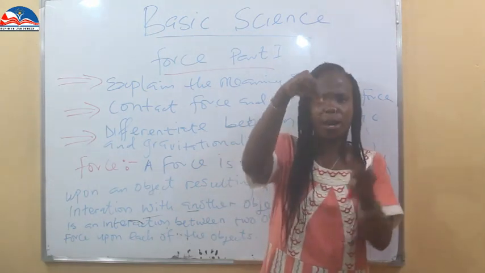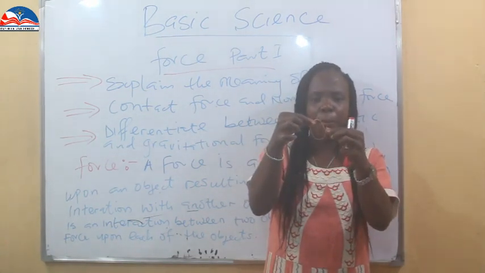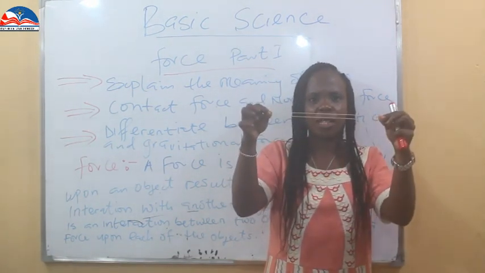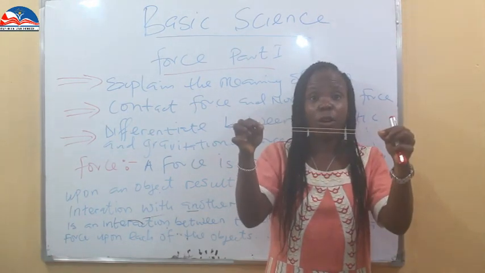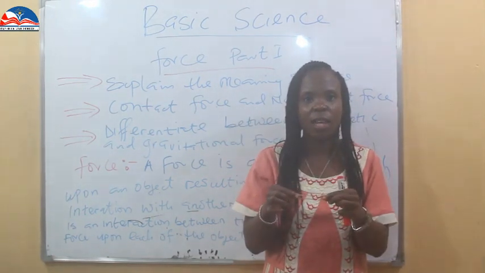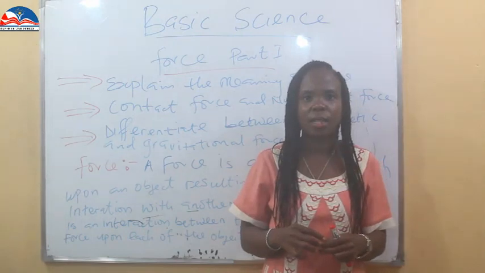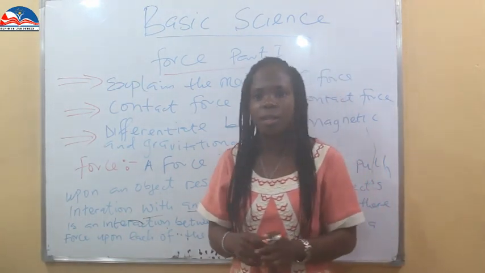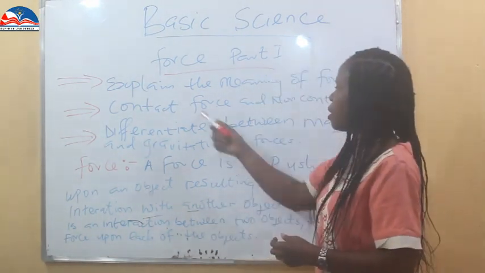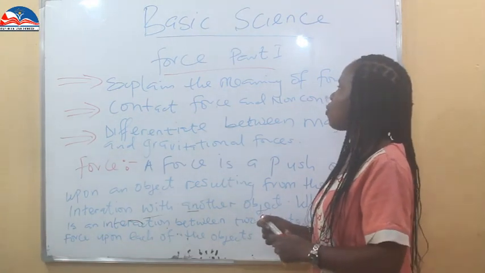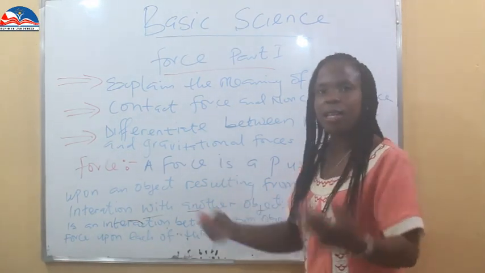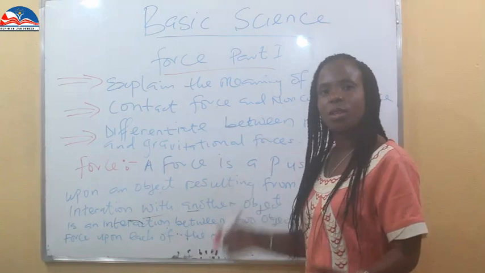The shape of this rubber ring is just this side. But then I pull it, you see, the shape changes. It changes. So force can change the shape of an object. You can put force on an object. That is what force is. Now the next objective is contact force and non-contact force. Let's see what is contact force and what is non-contact.